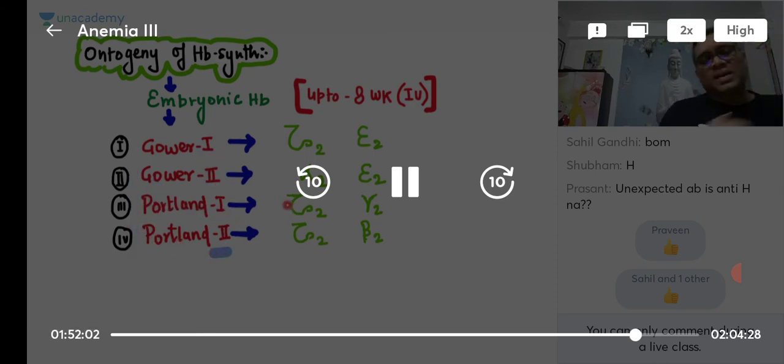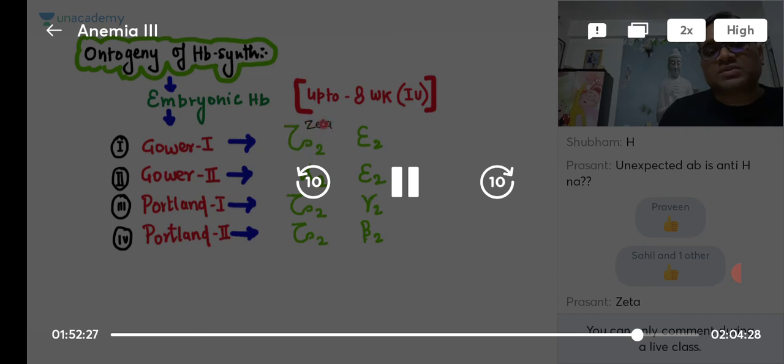Clear? Now we all know that hemoglobin has 2 chains and all are paired. So here also we can see all are paired hemoglobin chains, right? So what is this chain? Can you tell me? Looks like jalebi. Jalebi-like structure. So this is called the zeta chain. Remember, this is called zeta. So this symbol is for zeta and this E is for epsilon.